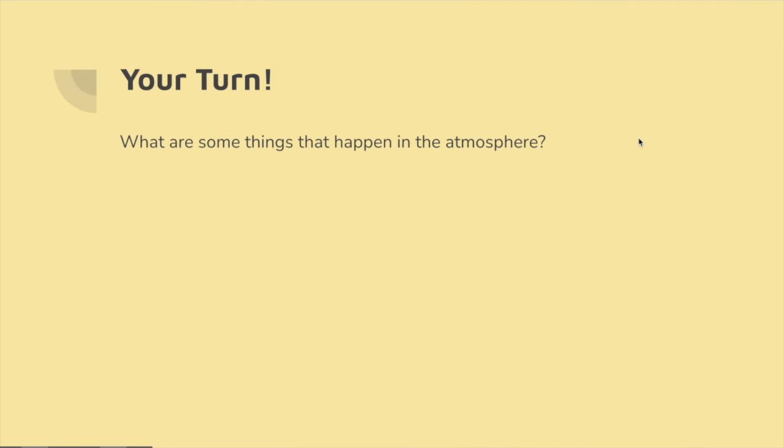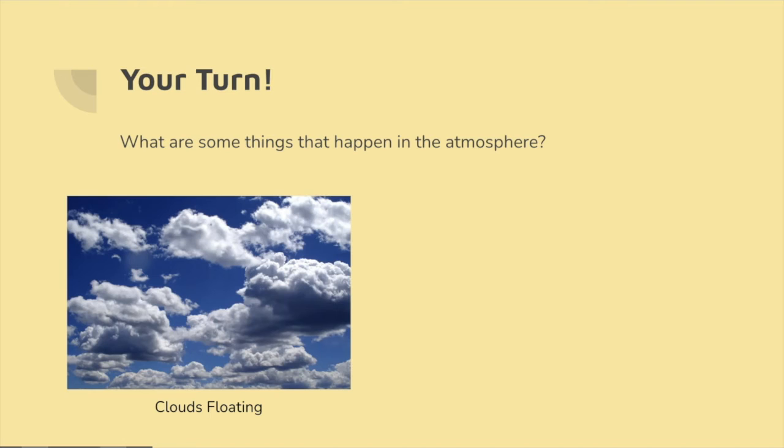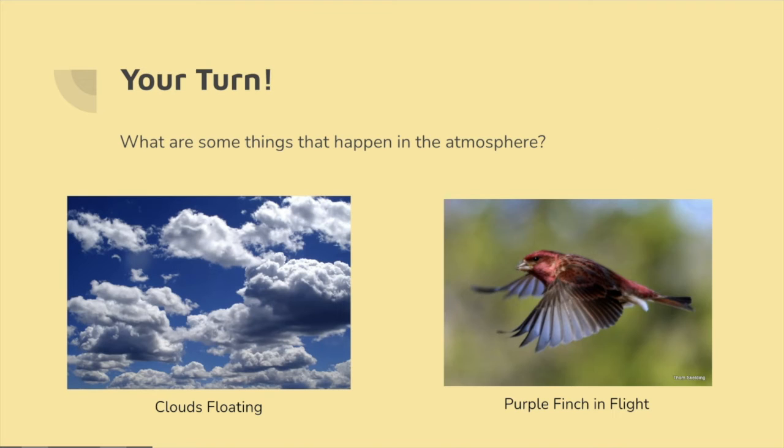So now it's your turn to share some things that happen in the atmosphere. Some examples that we thought of are clouds floating around, bringing rain and weather, and birds flying. This here is a purple finch, which is New Hampshire's state bird.